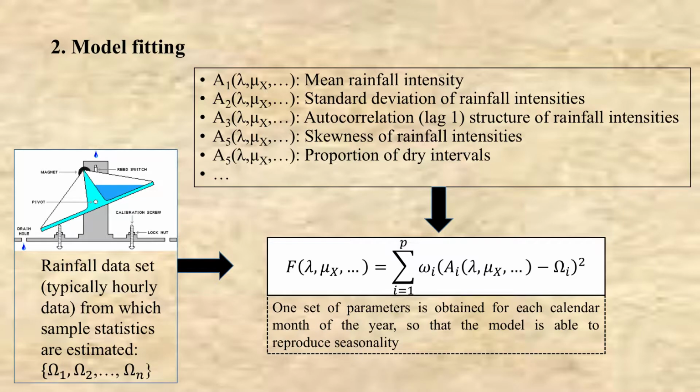And you have an objective function in which you have the difference between the analytical property and the observed property, and you square that and you put in some weights. And you do that month by month. So that basically is the model and how it's calibrated.